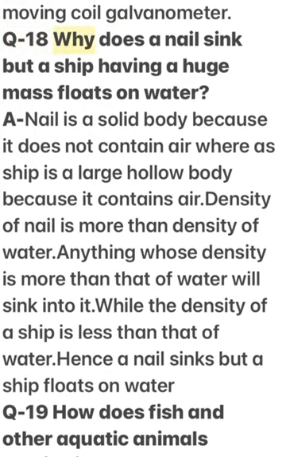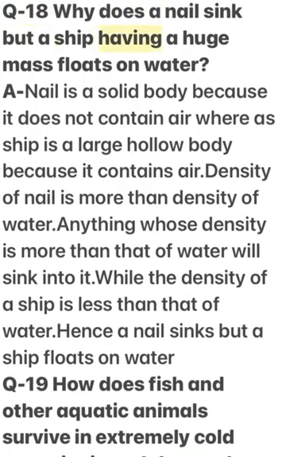Q18. Why does a nail sink but a ship having a huge mass floats on water? A. A nail is a solid body because it does not contain air, whereas a ship is a large hollow body because it contains air. The density of a nail is more than the density of water. Anything whose density is more than that of water will sink into it, while the density of a ship is less than that of water. Hence a nail sinks but a ship floats on water.